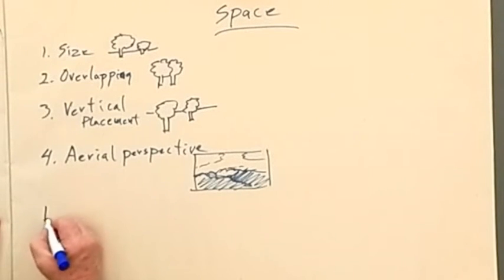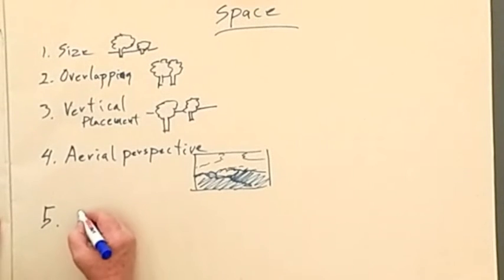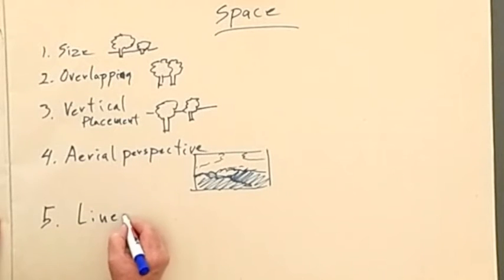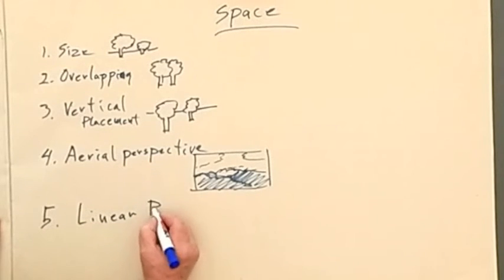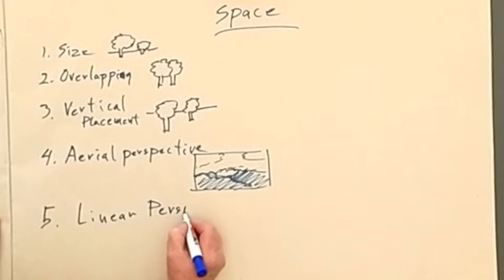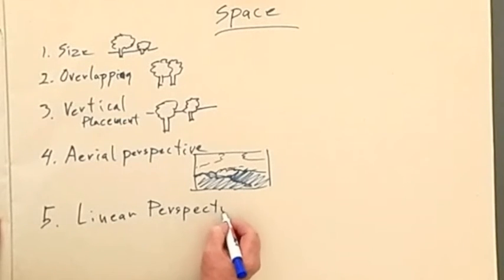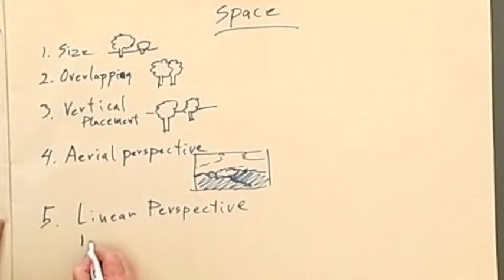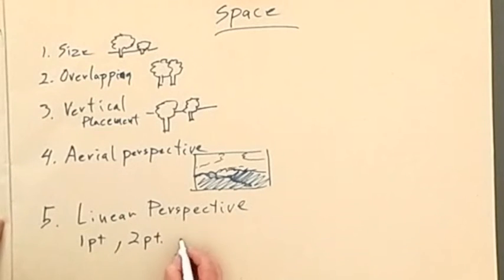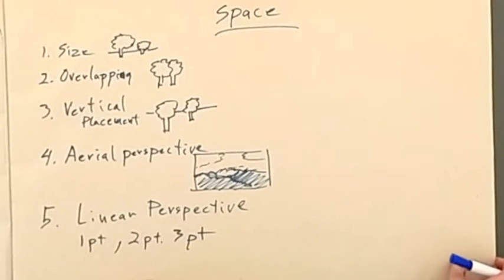And then the fifth one is linear perspective. Linear perspective has been with us for a long time, but it was formalized during the Renaissance. It's based on the idea of 1 point, 2 point, and 3 point perspective. 1 point perspective came first, by the way, then 2 point perspective. And 3 point perspective gets used a lot in cartooning, Stan Lee cartoons and things like that.